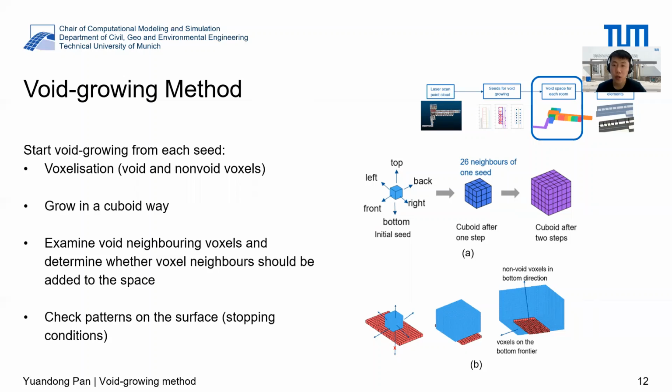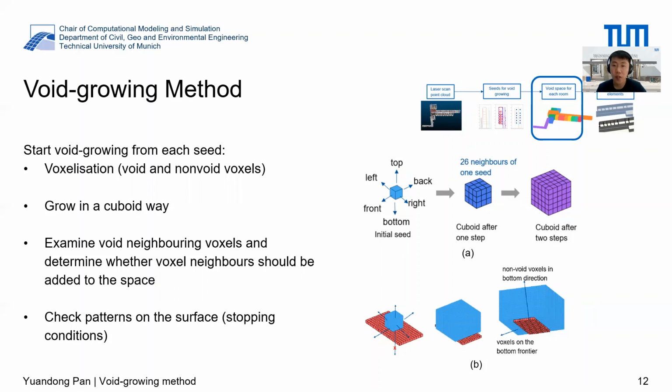Similar to the region growing approach, our approach checks the neighbors of the seed to see whether they belong to the volume space at each step. During the growing, we check the patterns on the surface as stopping conditions, as shown in Figure B. Red voxels denote non-void voxels, and blue voxels denote void voxels. If there is a relatively large number of non-void voxels, the algorithm would stop growing in this direction.